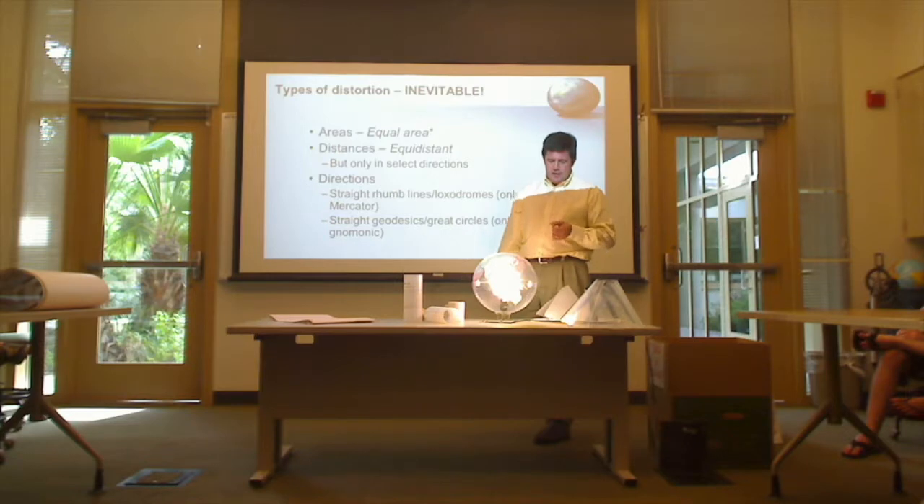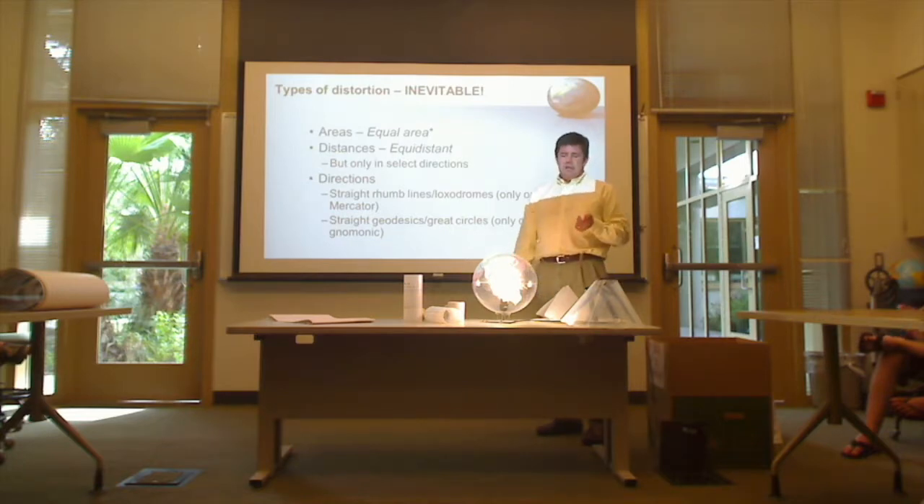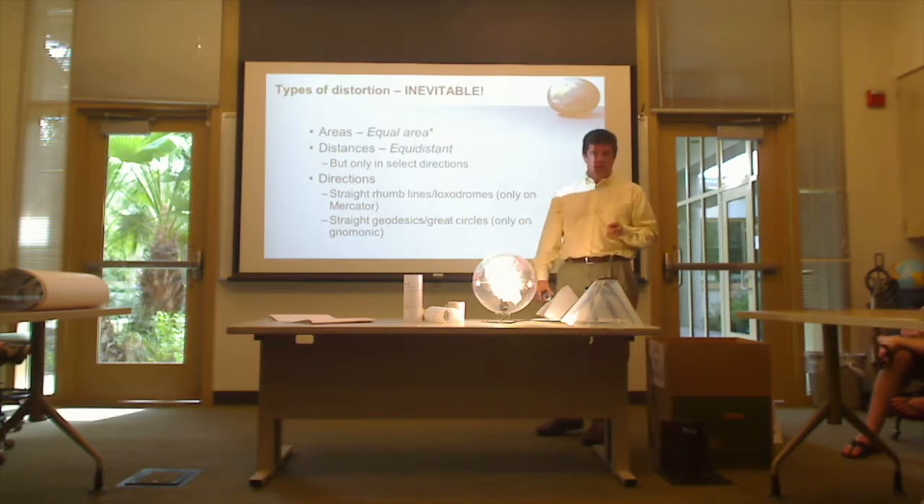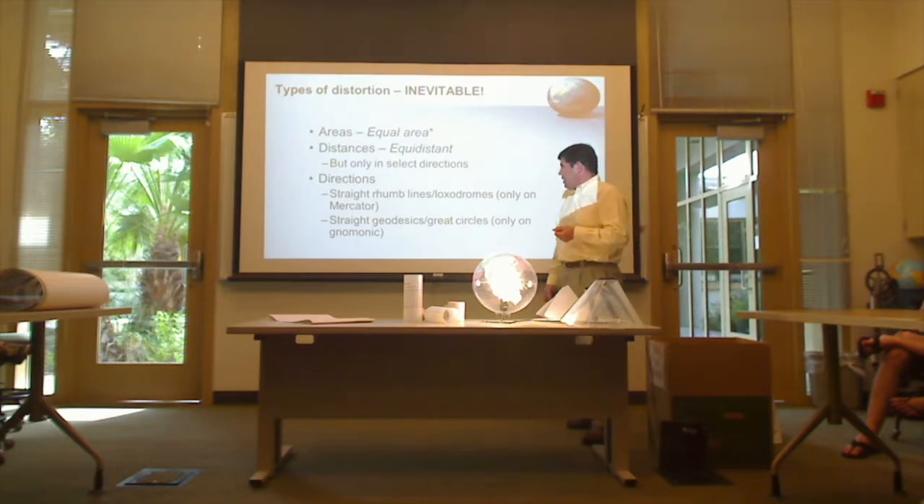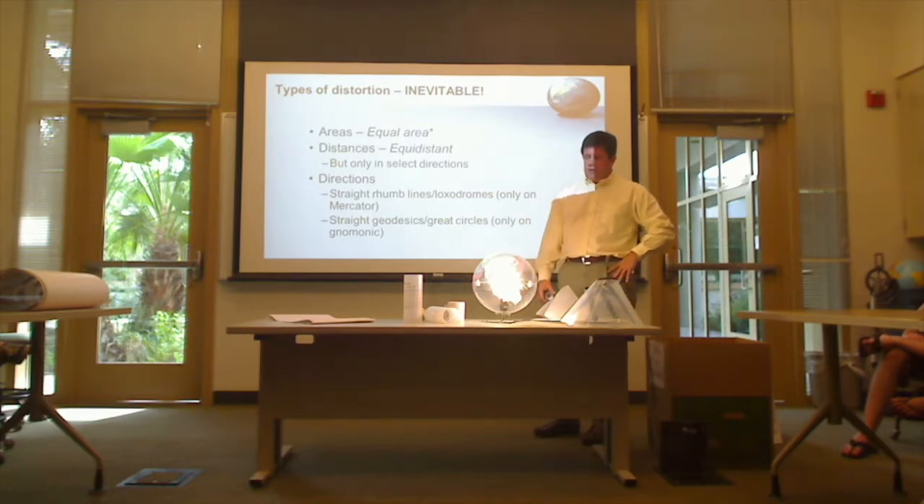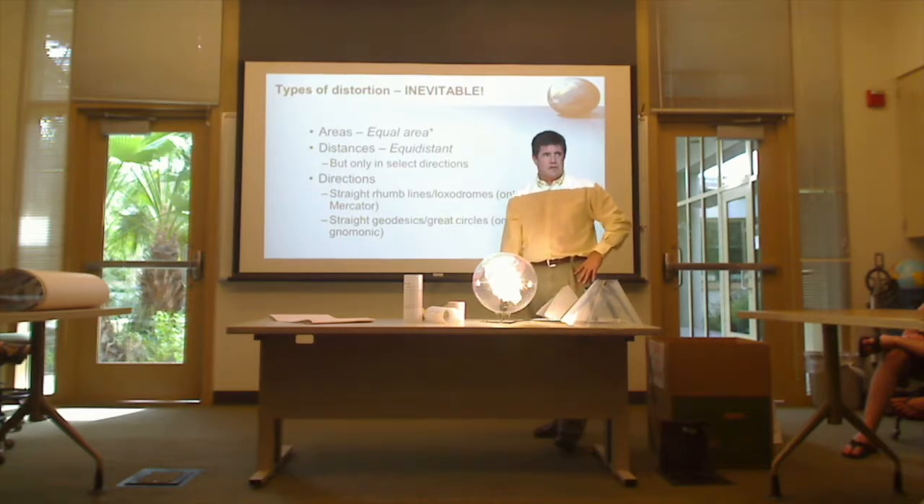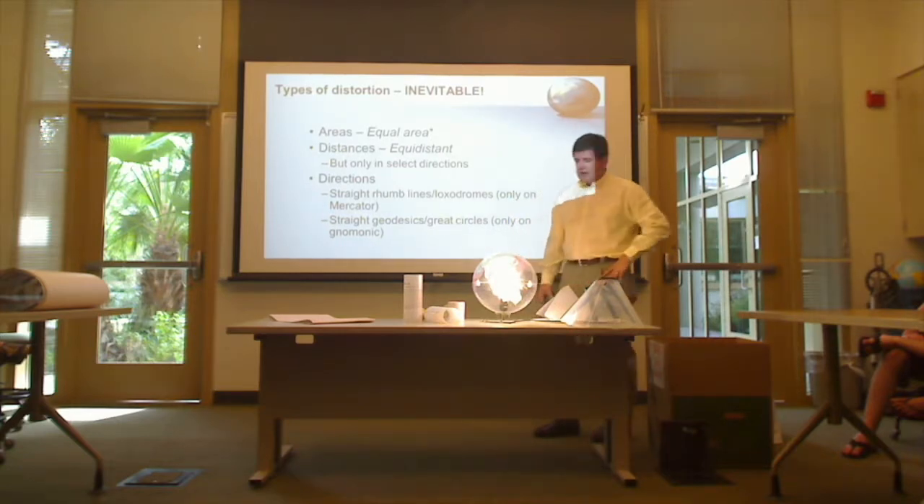Directions, that's something we'd like to preserve. I break directions down into two different kinds. One is what we call rhumb lines, and that's what is preserved on the Mercator projection. The fancy name for those is the loxodrome. Mercator was well known for his projection, which preserved rhumb lines as straight lines. The other kind of direction that would be nice to preserve is the great circle route, or the geodesic.